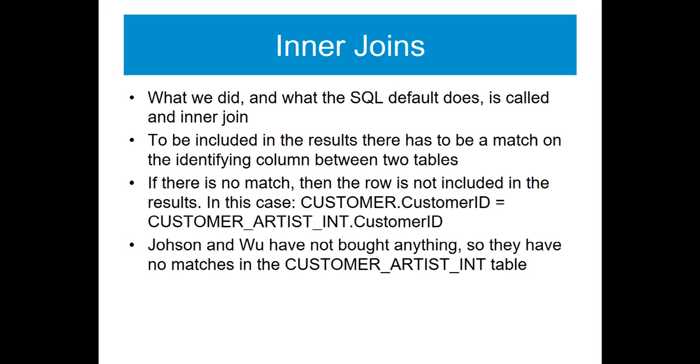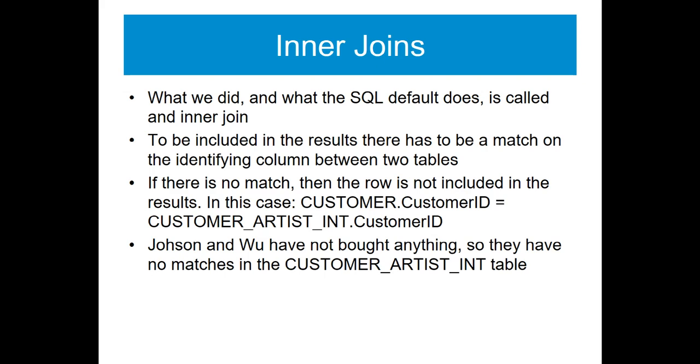Okay, to be included in results, there has to be a match on the identifying column between 2 tables. And this actually came up shortly before break. We had some example where we got something. I pointed out that what we were getting depended on this being an inner join, depended on the fact that it didn't list everything. With an inner join, that's the default. If there is no match, then the row is not included in the result.